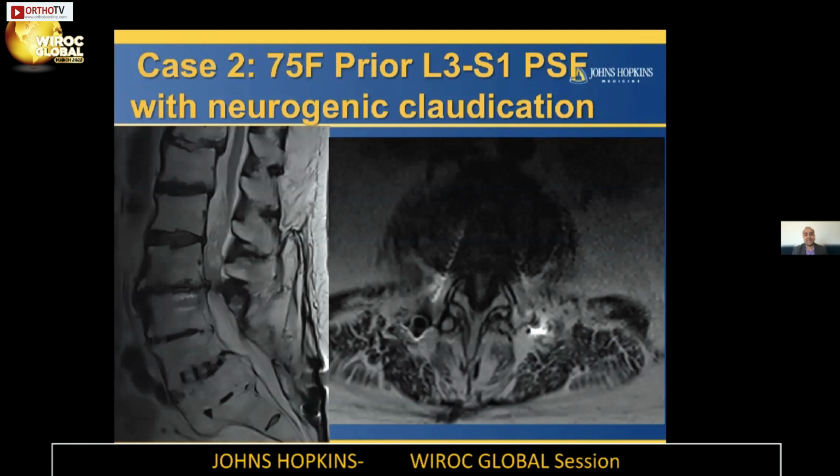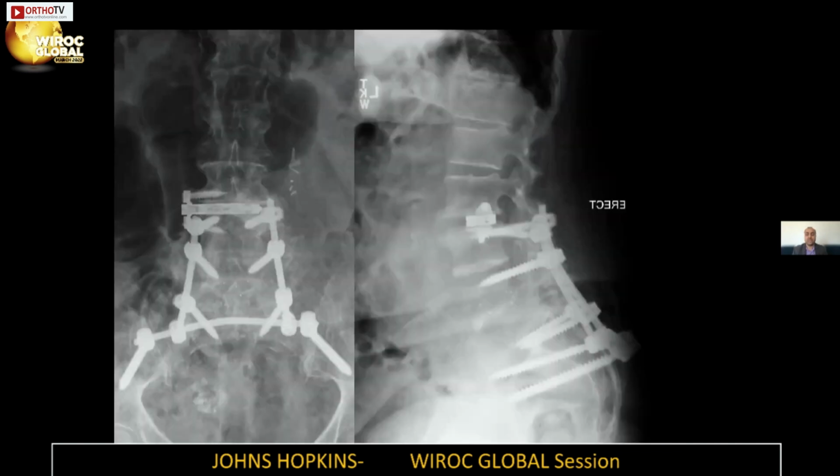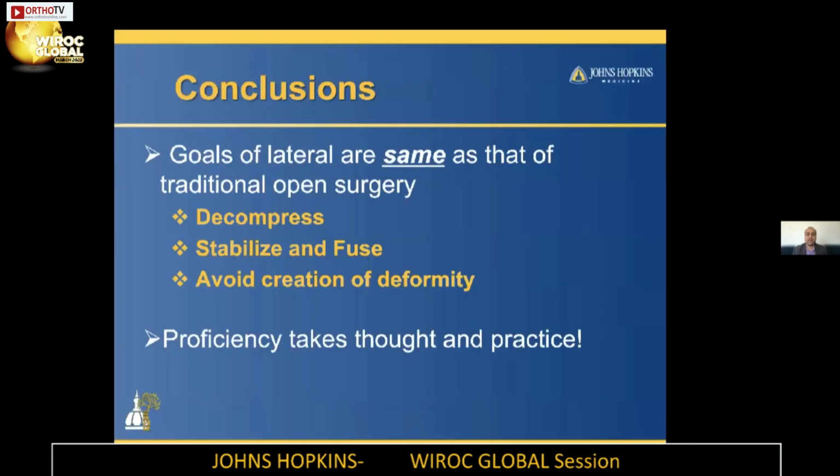Here is another quick example. This is a 75-year-old lady, functionally much more limited, with a prior L3 to S1 fusion. She presented with adjacent level degeneration with lateral recess stenosis and, as you can see, canal narrowing, with neurogenic claudication. That was her primary issue. After about a 30-minute operation, where we performed a standalone single position, lateral-only surgery without any posterior fixation, she was able to go home the next day and is now completely pain-free, and her claudication was resolved. So it can be a very effective technique.